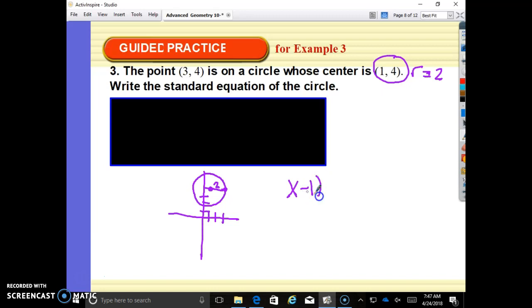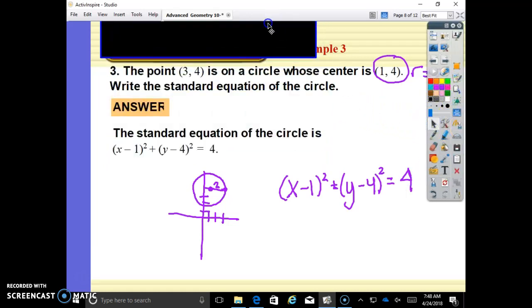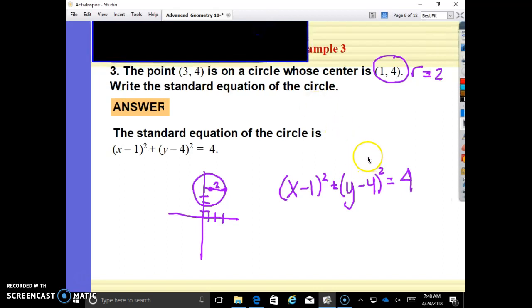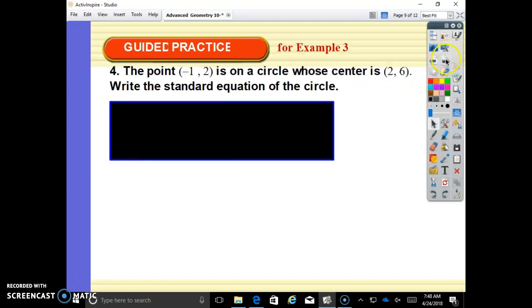(x - 1) squared plus what? (y - 4) squared equals what? 4. 2 squared, which is 4. You guys see how the quick sketch helped me not have to use my brain too much? Yeah. It just helps you not have to overthink it. You could just go straight from here to the distance formula to find that radius as well. But then you have to do more math.